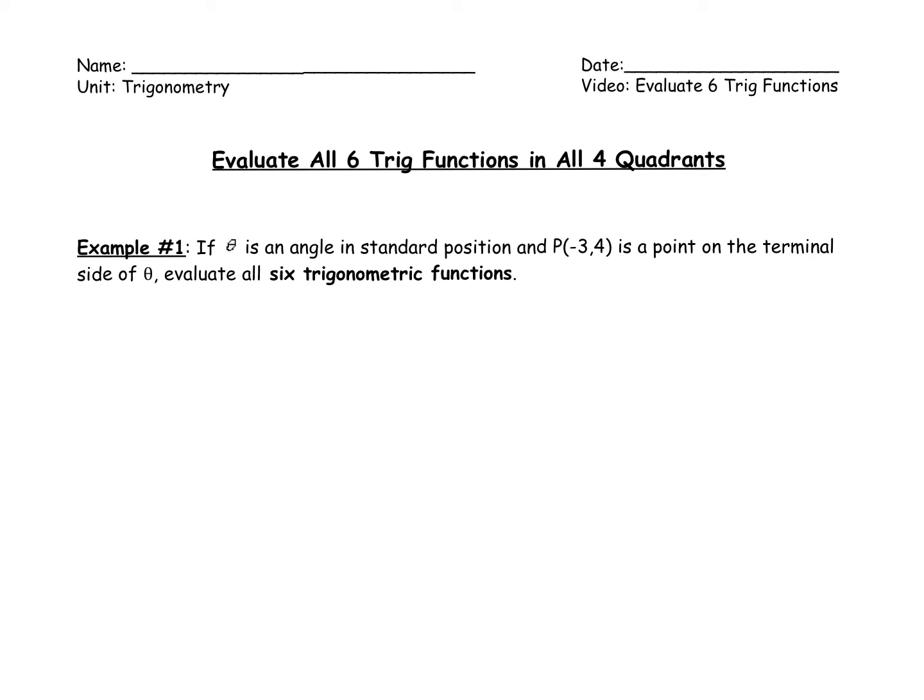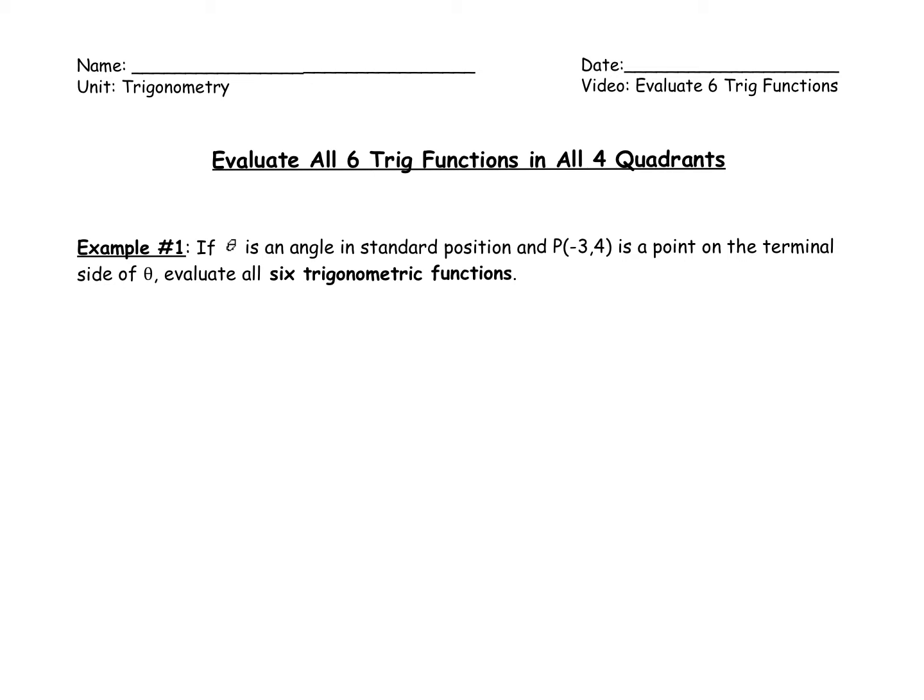Hi everyone, in today's lesson we're going to talk about how to evaluate all six trig functions in all four quadrants. So we're going to do two examples together. Example number one says, if an angle is in standard position and P(-3, 4) is a point on the terminal side of theta, evaluate all six trig functions.